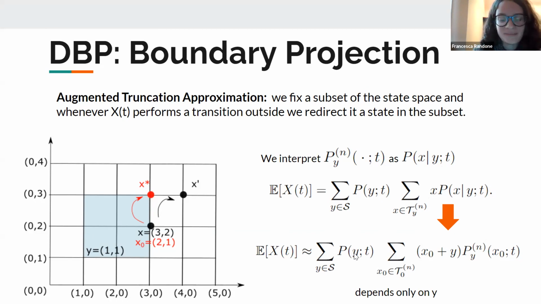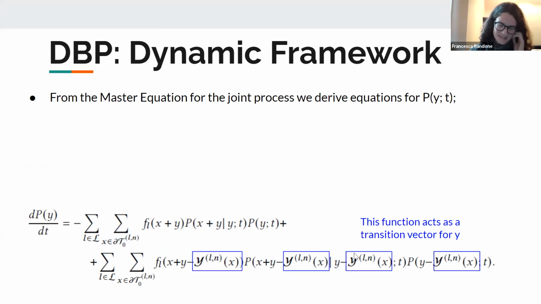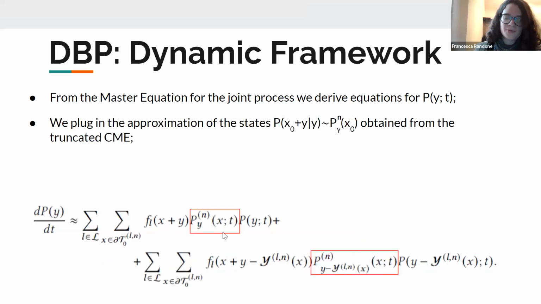Now we need to approximate y. And this again is a bit technical, because first we need to derive the equations for the probability of being in a truncation y. To do this, we need to define some transition vectors that tell us how y changes whenever a reaction takes place, but this is just notation, let's say. And once we do this, we have that this master equation for y depends on these conditional probabilities here. But for these conditional probabilities, we have just found an approximation. So we plug in our approximation, which is given by the solution of the truncated master equation.